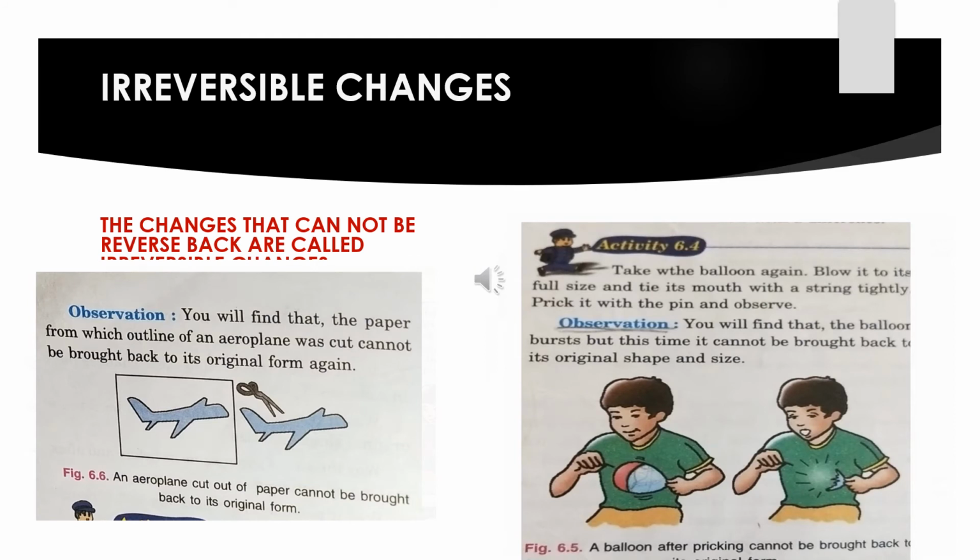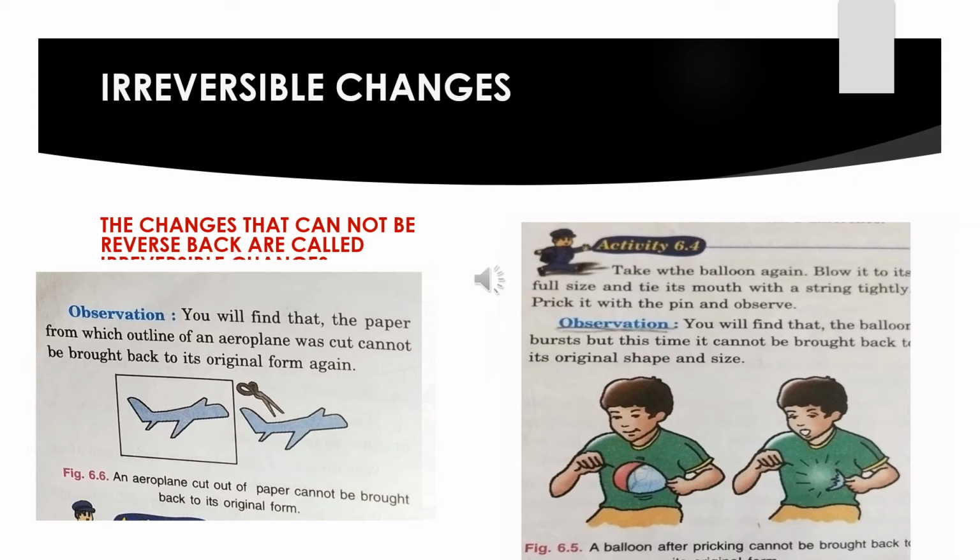A change which cannot happen backward, that is, it cannot be reversed, is called an irreversible change. When you burn a piece of paper, it turns to ash, but we can't bring back paper from the ash, so it is an irreversible change. Once you grow up, your height will not decrease again. This change is also irreversible. So in an irreversible change, once the change occurs, you will not be able to bring it back.